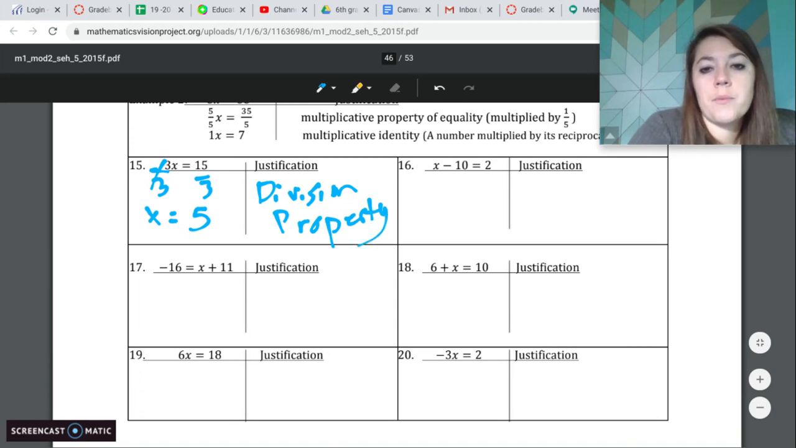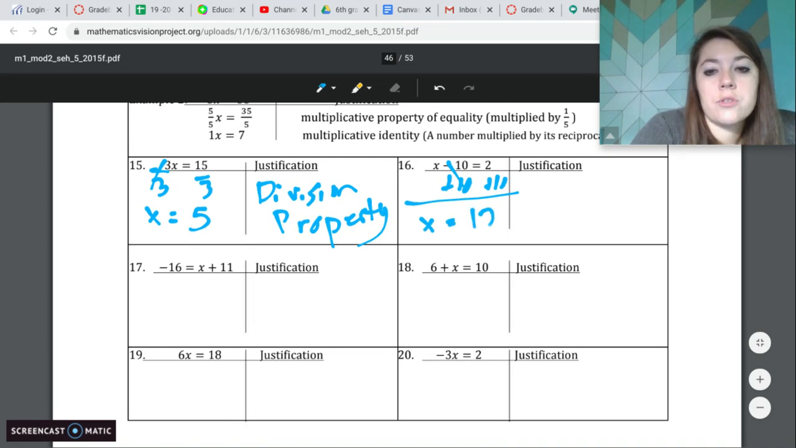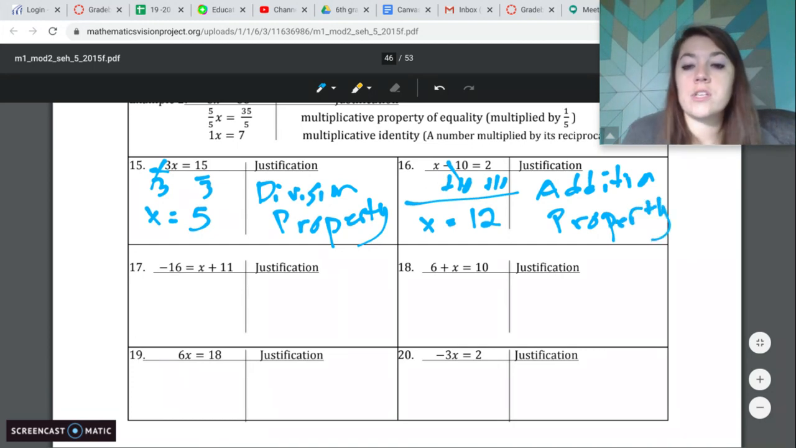For number 16, we have x minus 10 equals 2. To get the 10 to the other side, we need to add it. So we have x equals 12. Justification is addition property. So that's what you guys are going to be doing on these. Yes, you need to give your justifications. It's good practice for when you get into proofs later on.